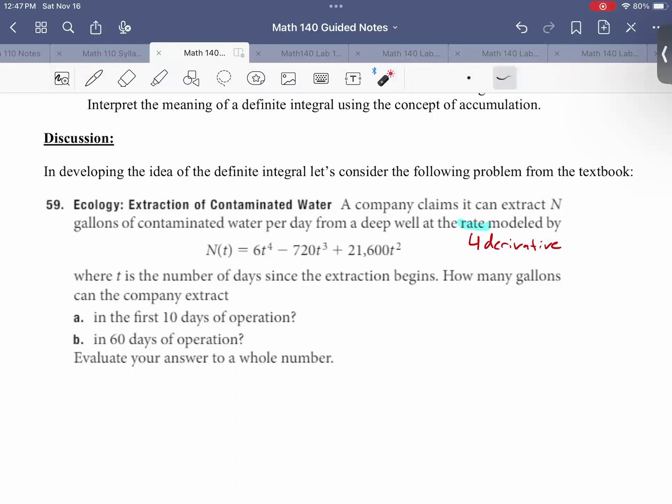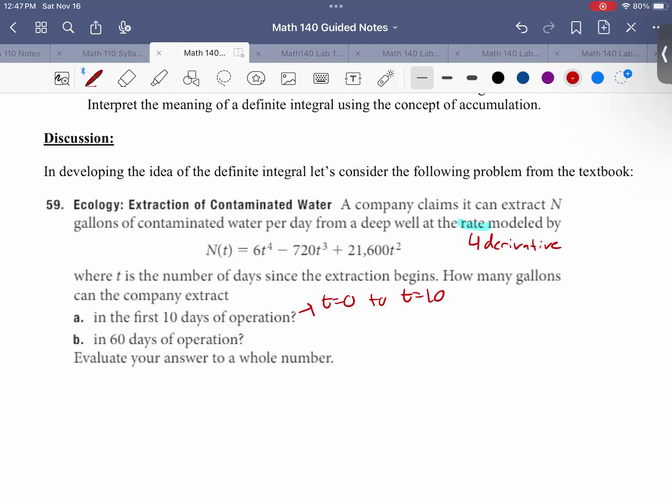N of t equals 6t to the fourth minus 720t cubed plus 21,600t squared, and t is the number of days since the extraction began. How many gallons can the company extract in the first 10 days of operation? The first 10 days of operation means when you're starting, t equals 0, to 10 days, which is t equals 10.